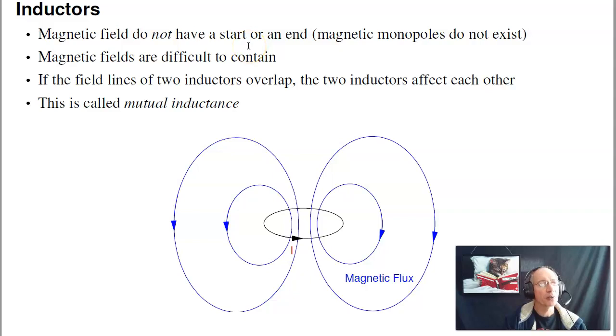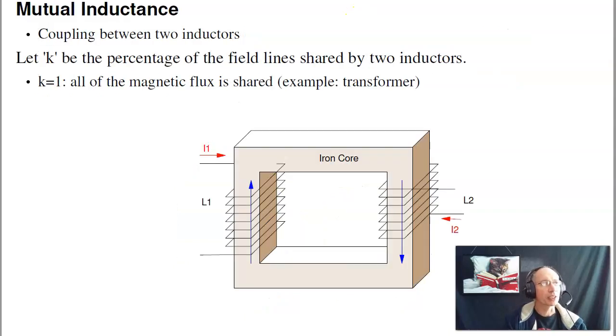That's not true with inductors. There is no such thing as a magnetic monopole, so magnetic fields never have a starting point and never have an ending point. It's got to be a closed path. That makes magnetic fields much more difficult to contain. If the fields of two inductors overlap, the two inductors affect each other. That's called mutual inductance. Sometimes that's bad, sometimes that's good. In the case of transformers and motors, that's good.